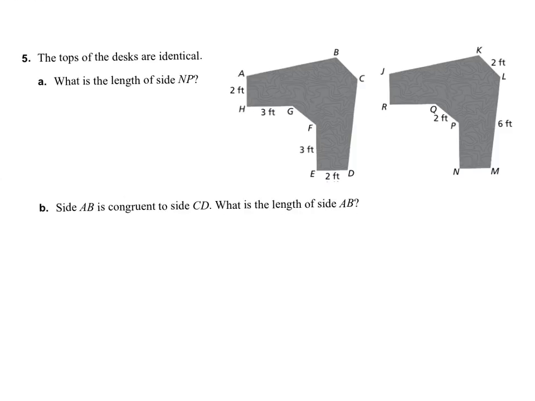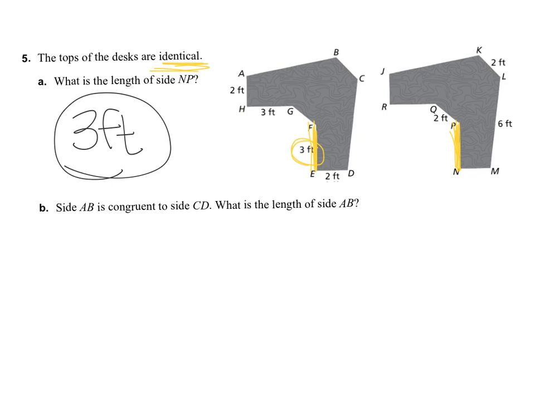The last question says, the tops of the desks are identical. What is the side length of side NP? So I need to locate NP, which is right here. And I need to find the corresponding side on the other figure. And if I find that, NP corresponds with EF. EF is given a dimension of 3 feet. Therefore, since you told me that they are identical, I know that NP corresponds with EF, and EF has a side length of 3 feet. Therefore, if they're corresponding, they have matching side lengths.